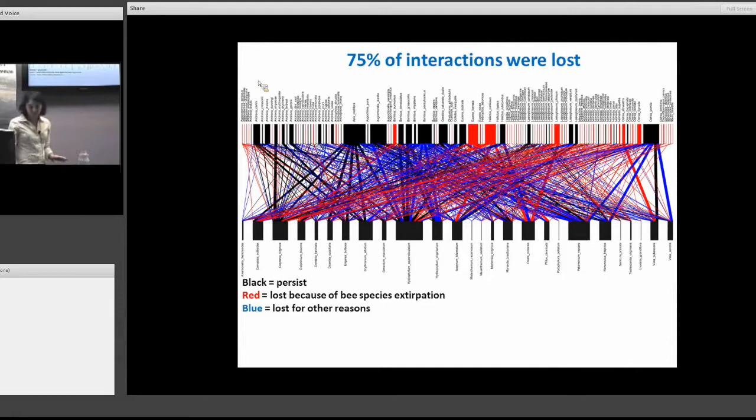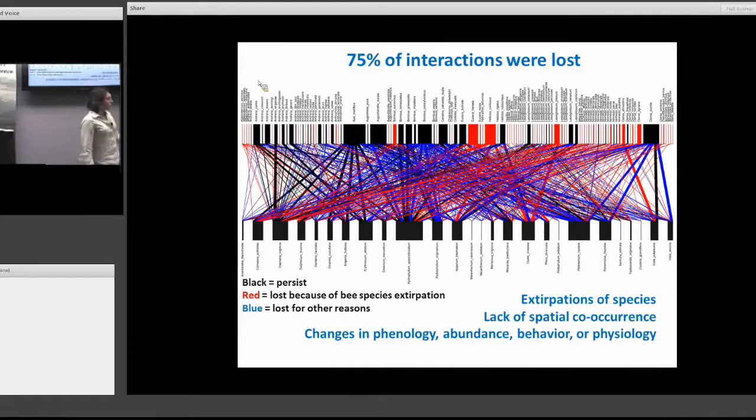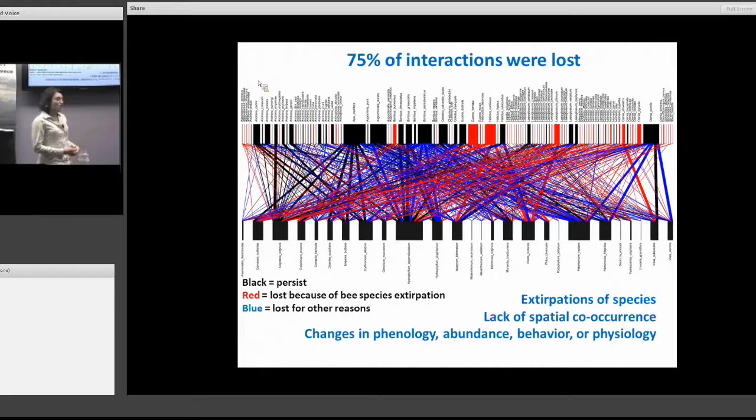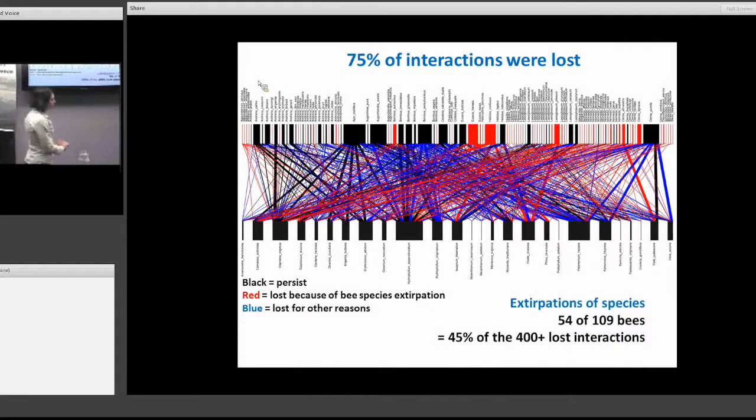And there's a bunch of different reasons why these interactions might be lost. In particular, due to species extirpation, so local extinctions of certain species might occur. In this modern fragmented landscape, there might be loss of spatial co-occurrence of species that historically interacted. And there could also be changes in phenologies, abundances, behaviors, physiologies, things like that that might affect the propensity for a particular interaction to co-occur. So we're going to look at some of these possibilities, starting with extirpations of species.